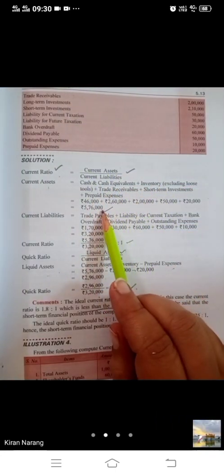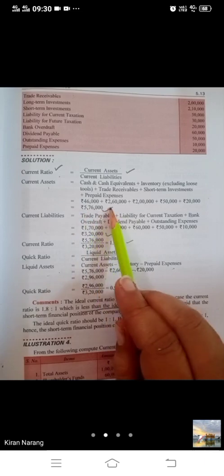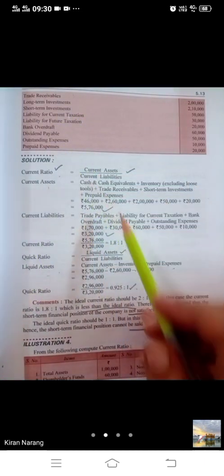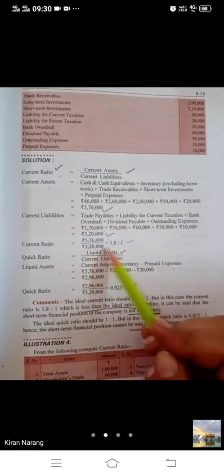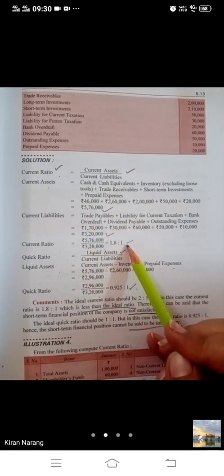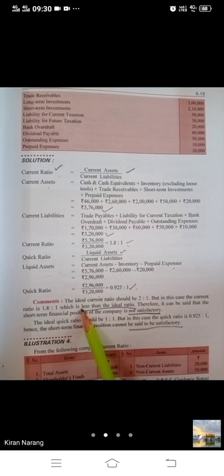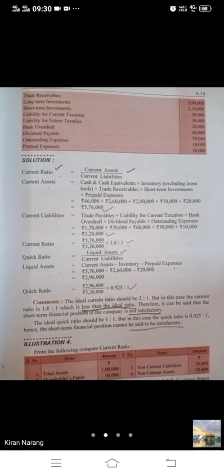Then total them up: 560, 576. Then you have to find out the current liabilities. It will be 320. Then current assets upon current liabilities is 1.8:1. This is less than the ideal ratio. Less than the ideal ratio because it is less than 2.